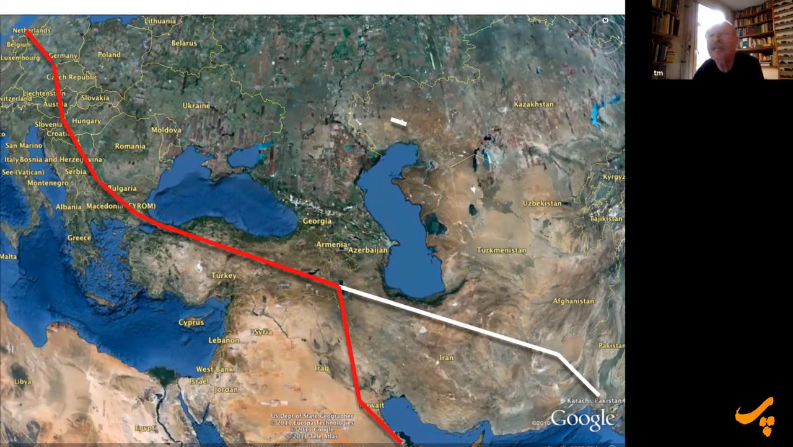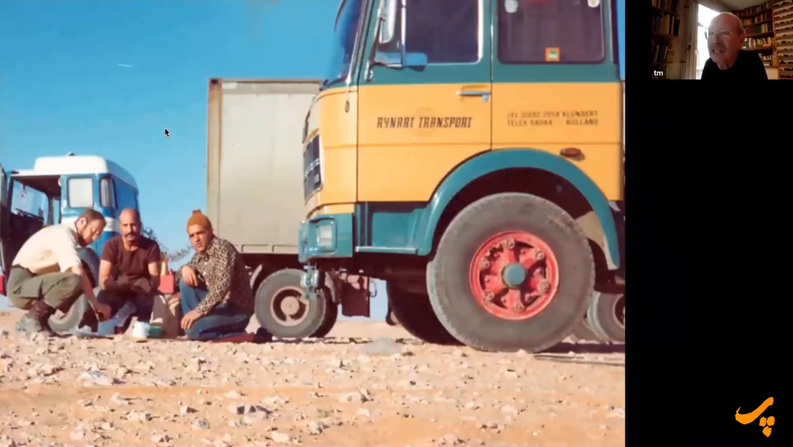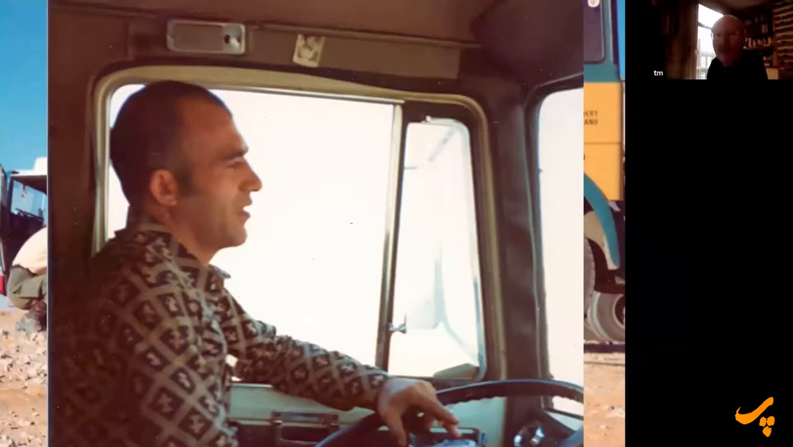So Saudi private goods were picked up in Germany and delivered all the way door-to-door into Saudi Arabia. And for the last bit, they needed me to help them navigate through the desert and get at their destination, because Turks don't know Arabic. And for me, it was an extraordinary opportunity to move between Turkish and Arabic on a daily basis and to drive these trucks.